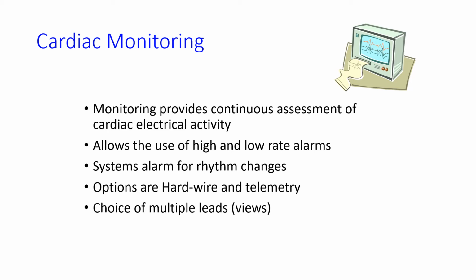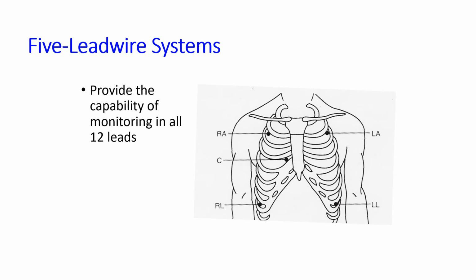You have the option for hardwire, which is usually mounted in the wall, and telemetry, which is the size of a transistor radio that you can wear around and allows mobility of the patient while monitoring the heart. You also have choices of multiple leads. Again, when we're talking about leads, we're talking about views of the heart. If you have a 5-lead wire system, it allows you to view 12 views of the heart, or you can look at 12 leads we can talk about. But optimally it is a 12-lead EKG, but with a 5-lead you have better views.